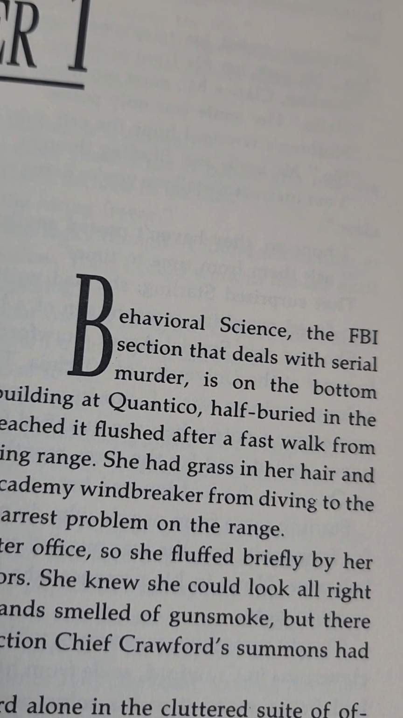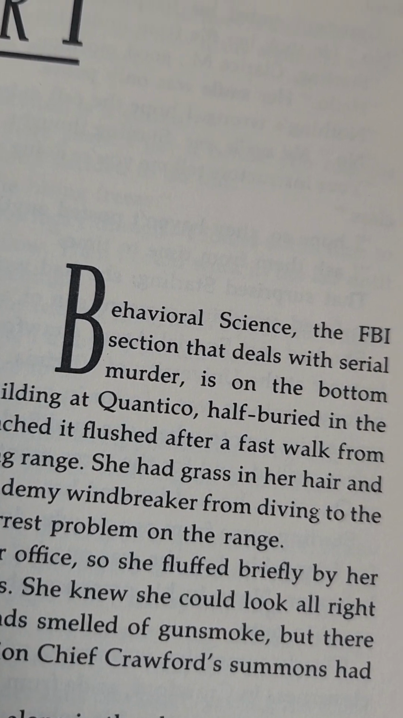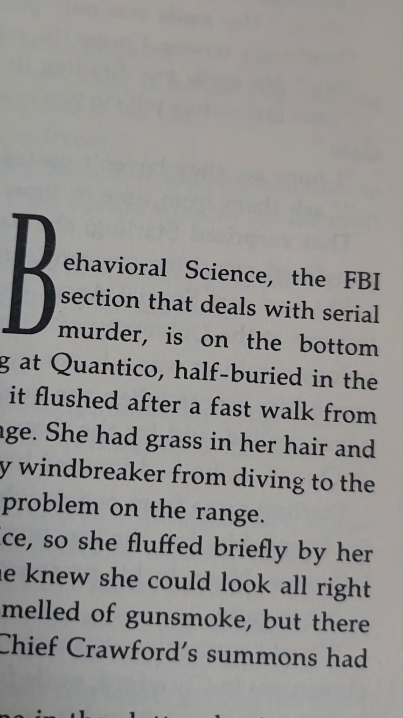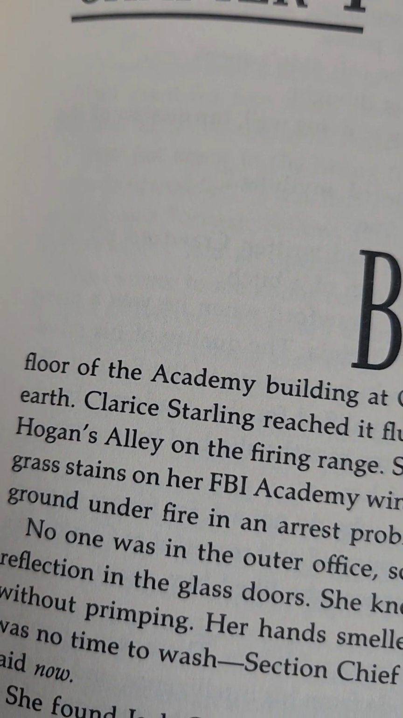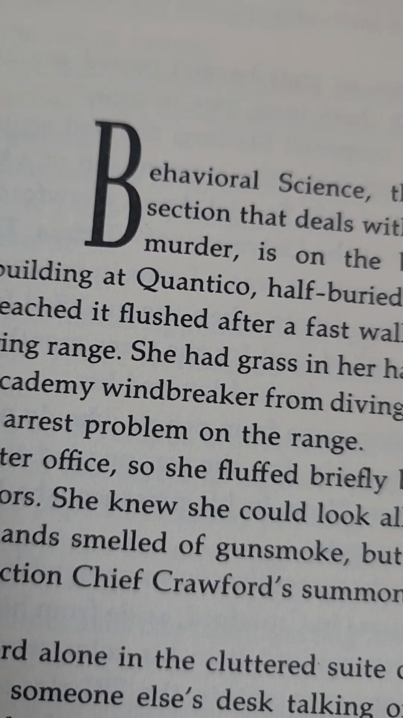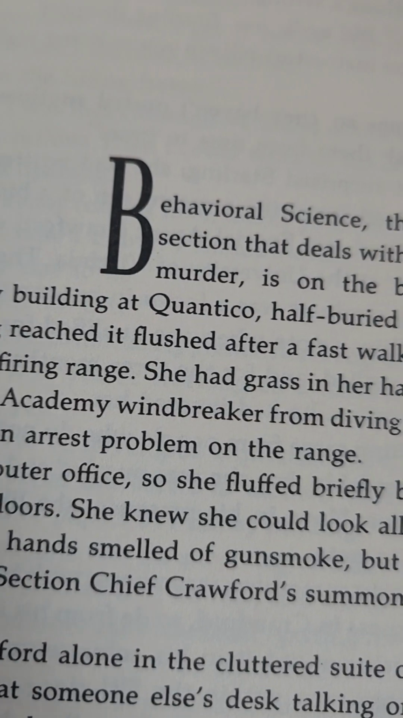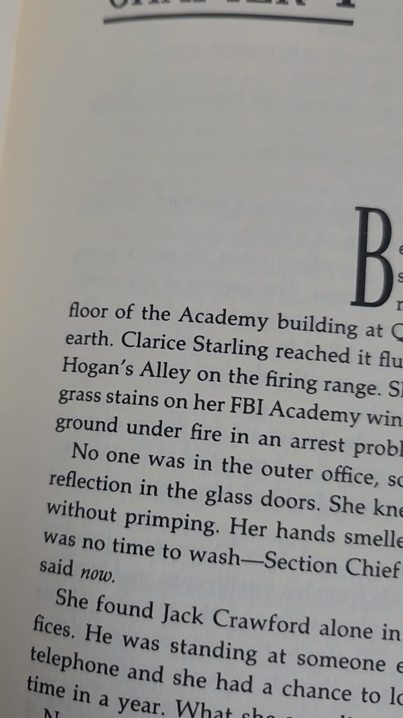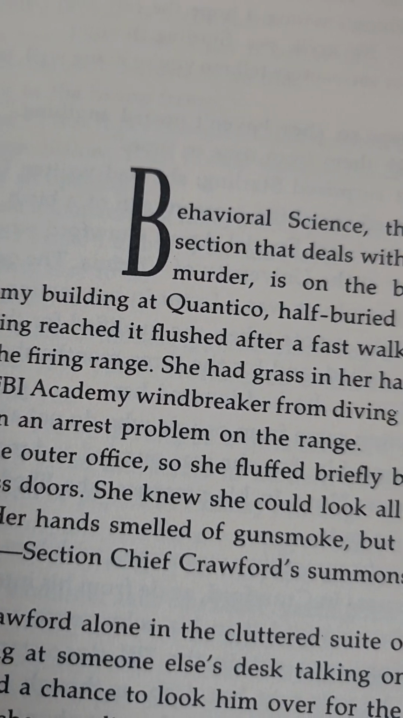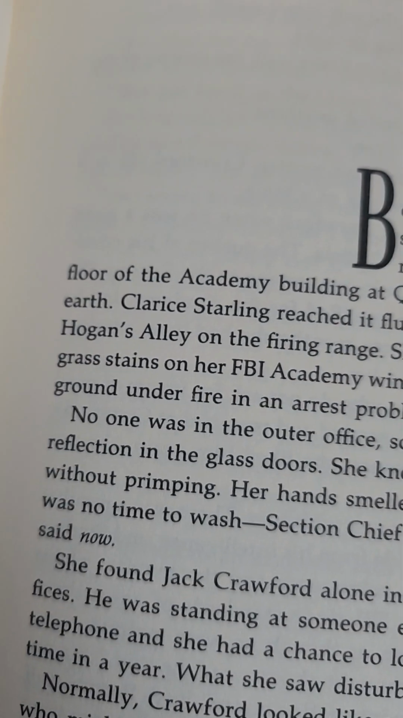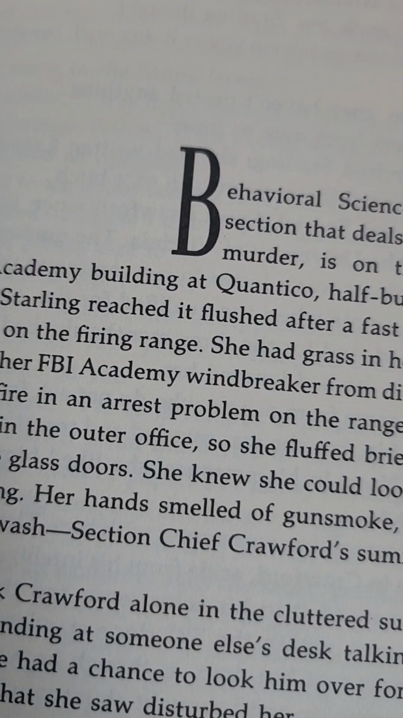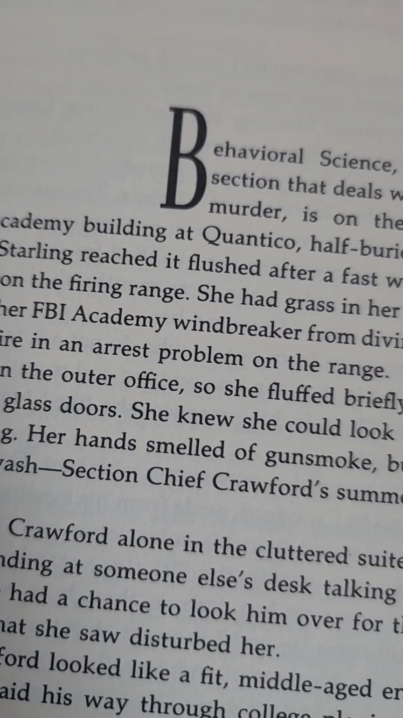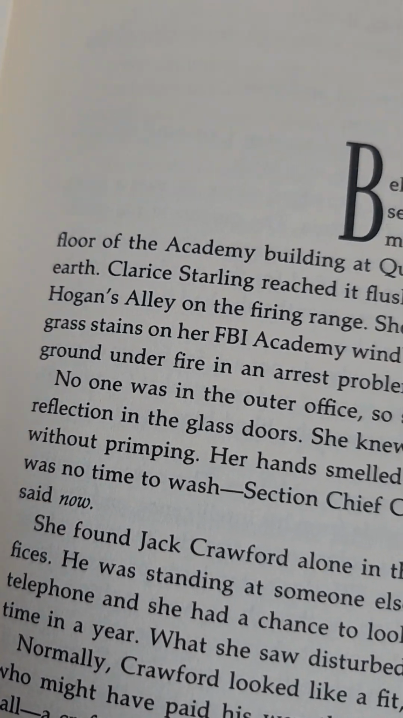Behavioral science, the FBI section that deals with serial murder, is on the bottom floor of the Academy building at Quantico, half burned in the earth. Clarice Starling reached it flushed after a fast walk from Hogan's Alley on the firing range. She had grass in her hair and grass stains on her FBI Academy windbreaker from diving to the ground under fire, and an arrest problem on the range.